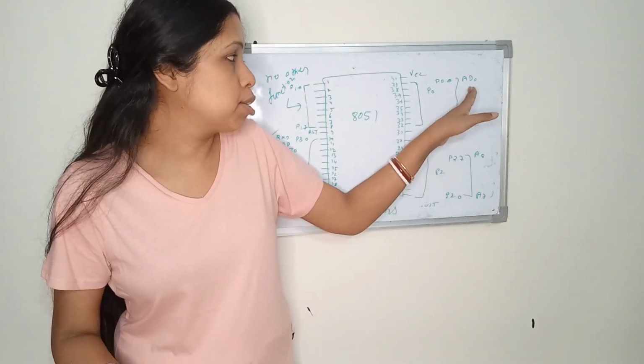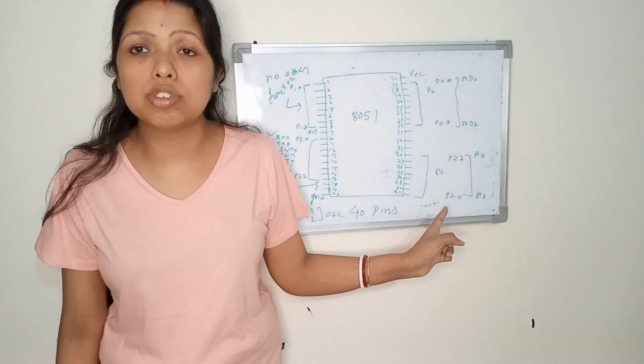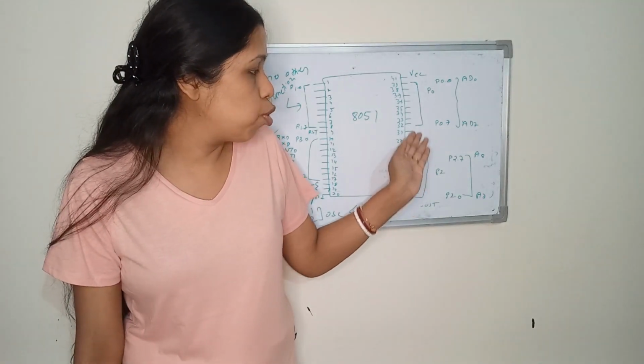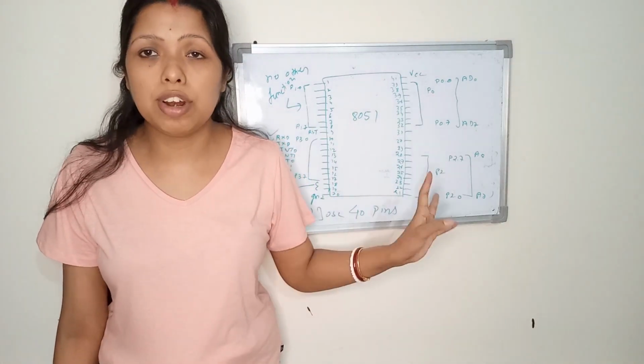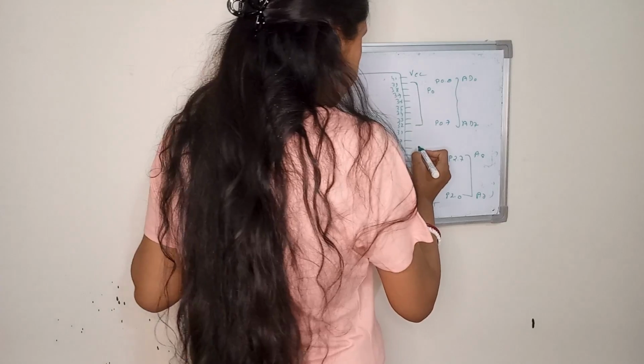This is the lower order address bus here, and the higher order address bus is associated with port 2. Now 3 more pins are left. Some functions are available in these 3 pins, so I am writing them here.